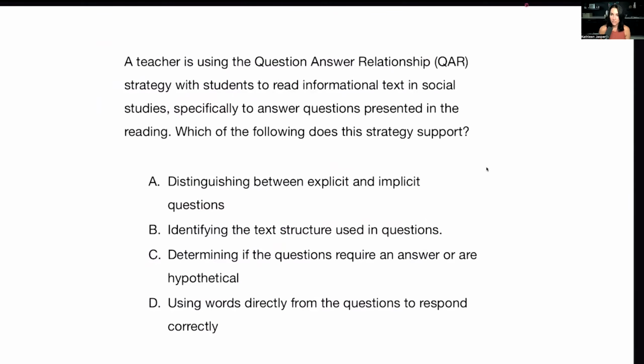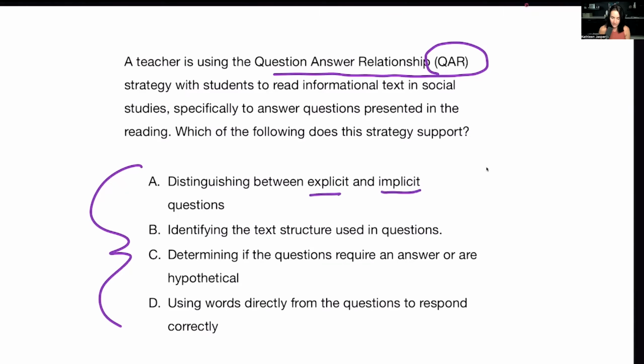Now, right away with this question, you can see that my eye goes here to the answer choices, of course, but this right here stands out because there's an acronym, QAR, question answer relationships. So I'm going to keep that in mind when I'm reading the answer choices. A, distinguishing between explicit and implicit questions. Well, a big part of reading is figuring out if it's explicit information or implicit information, specifically in questioning. Explicit means that they're right there.